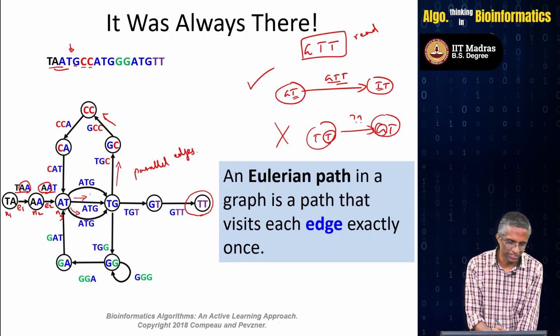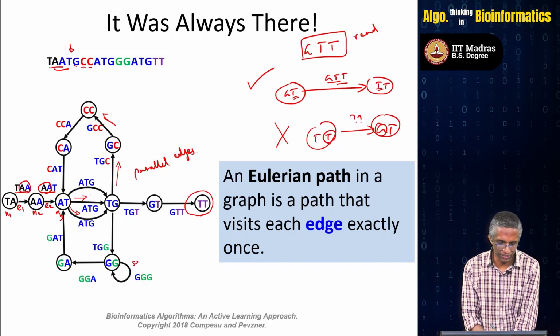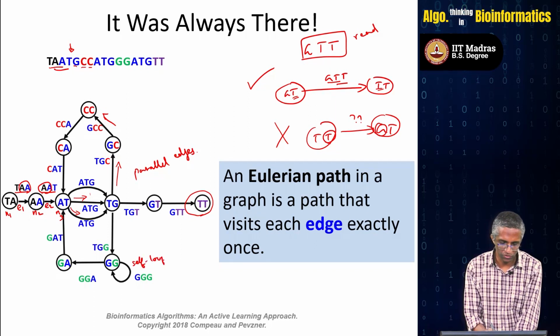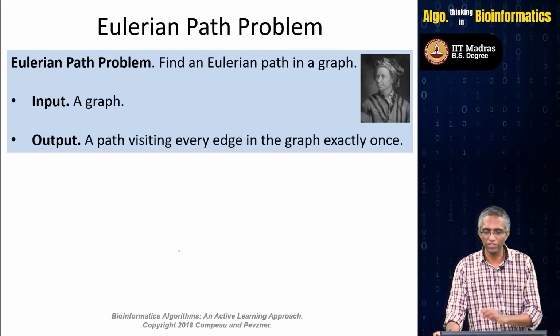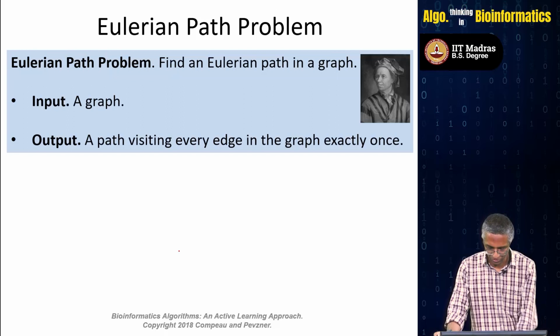You have three edges here between the node AT and TG. Here you have a self loop. So all of these are allowed in this graph. Given such a graph, we want to find a path visiting every edge in the graph exactly once.